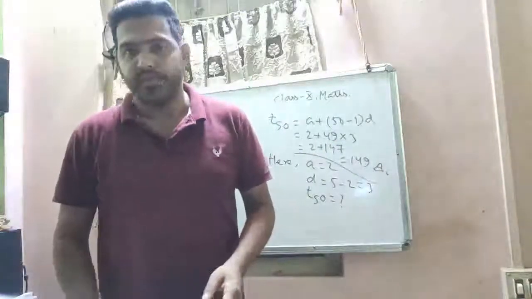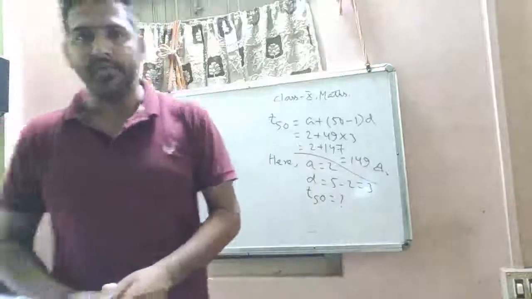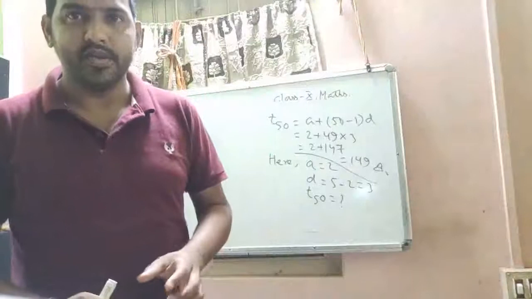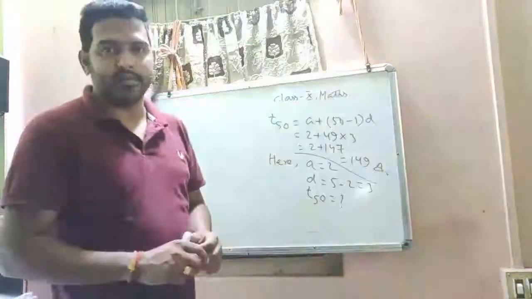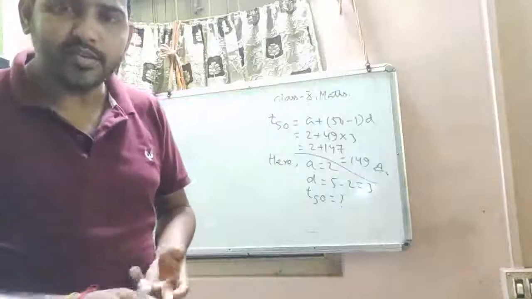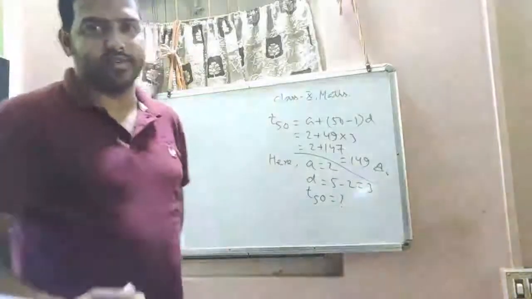So the definition of AP is what? AP is the sequence of numbers. AP is a sequence of numbers where the difference between any two successive numbers is constant.